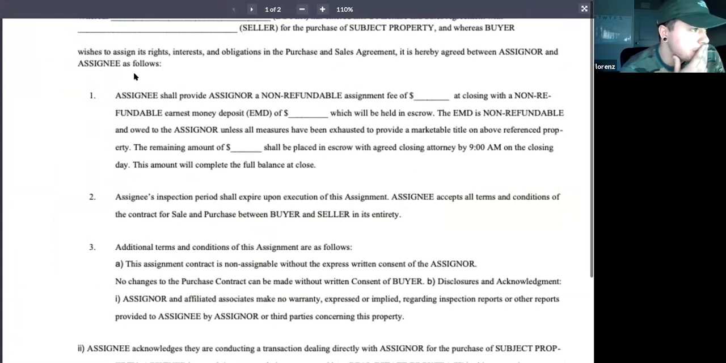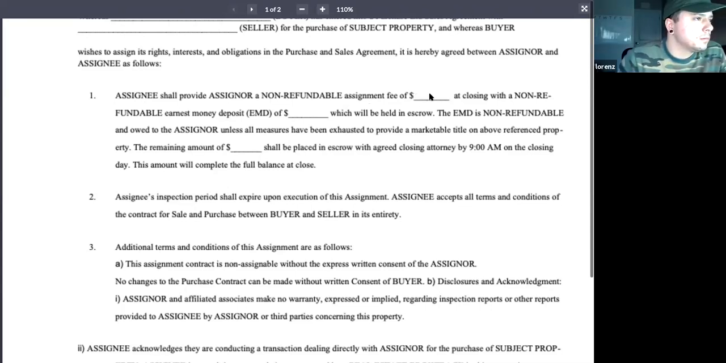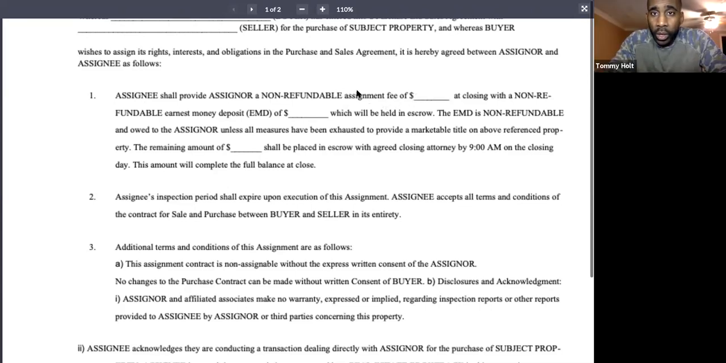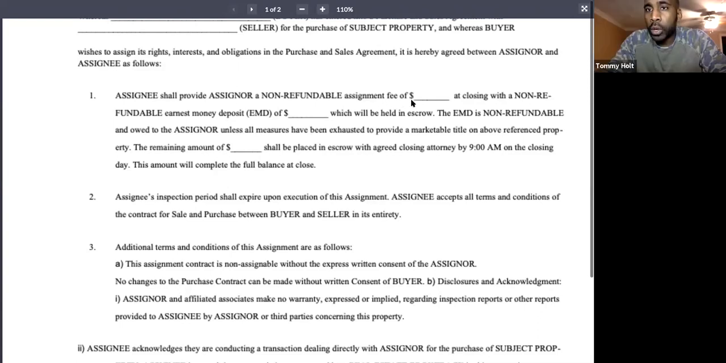Okay, cool. So assignee, again, I am the person who's fixing and flipping. I'm the assignee. You are the assignor, the wholesaler, right? I'm saying a non-refundable assignment fee of, let's just say, Lorenz, you want to make $10,000. So you're going to put your $10,000 in here. We're saying, listen, at closing, once you give me this $10,000, it is non-refundable. You're not getting this money back. This money belongs to Lorenz right now. That's it. It's a wrap.